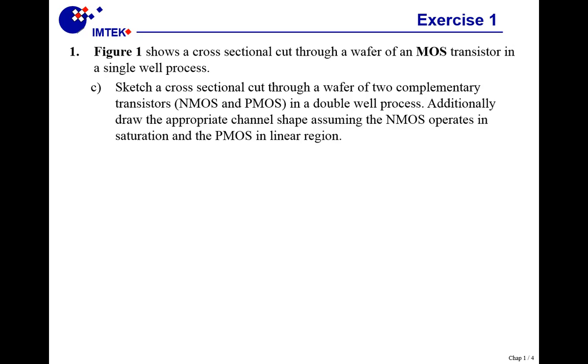Now, the next question asks you to sketch a cross-sectional cut through a wafer of two complementary transistors. That means NMOS and PMOS. There is a mistake here in the exercise. Actually, it should not have been in a double well process. It should have been in a single well process. Additionally, draw the appropriate channel shape, assuming the NMOS operates in saturation and the PMOS in linear region.